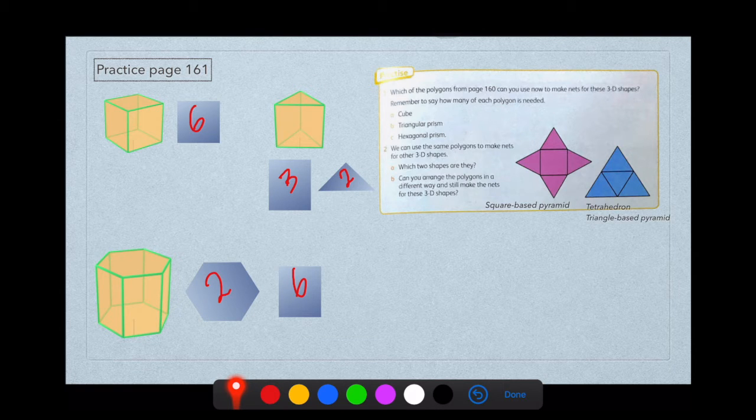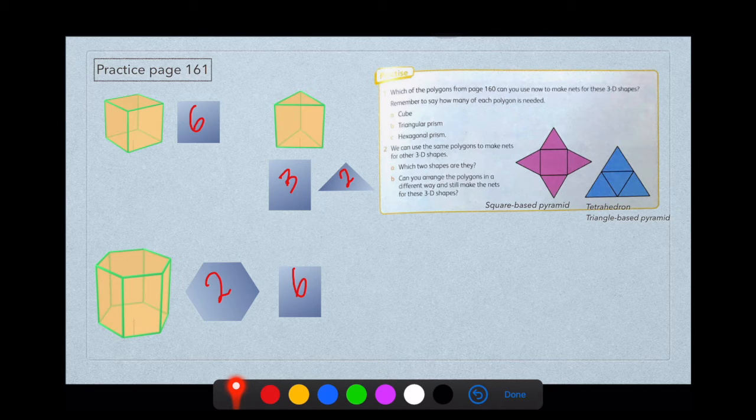If you wonder what a tetrahedron is, well, I need to tell you that a tetrahedron is a triangle-based pyramid. Now, as you can see here in this pyramid, our base is square. But in this one, our base is going to be a triangle. So a triangle-based pyramid, we call it a tetrahedron.